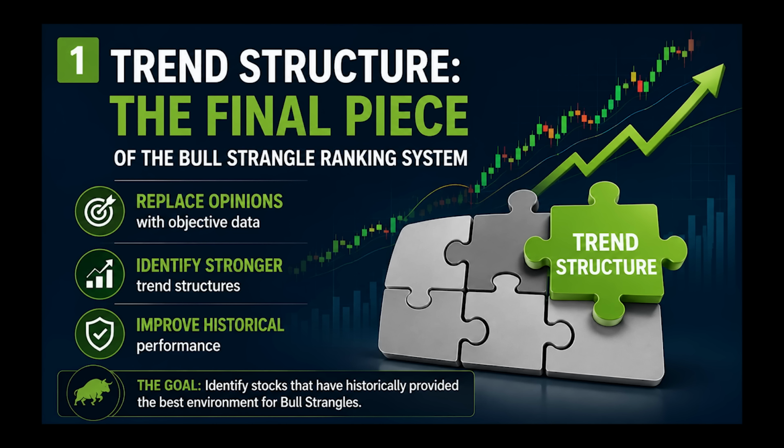One of the goals of the Bull Strangle stock ranking system is to replace opinions with objective, measurable data. That's exactly what the trend structure metric was designed to accomplish. Instead of relying on visual chart analysis, trend structure uses historical testing to identify the types of trends that have historically produced the best results.